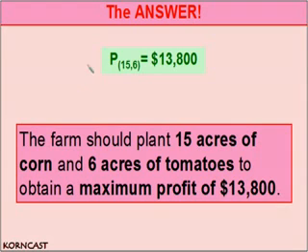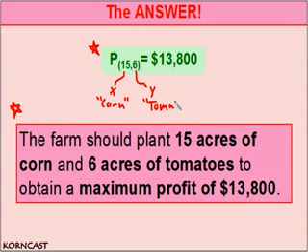All right, so here's how we want to write the final answer. Once we've determined that we got $13,800 as our best answer, we now want to write our answer in a complete sentence. And I know it's a big task to write a sentence, but it means that you have to interpret the problem a little bit. Since this is our x, and x is talking about corn, our farm should plant 15 acres of corn. Since our 6 is our y value, which is tomatoes, then we should plant 6 acres of tomatoes.